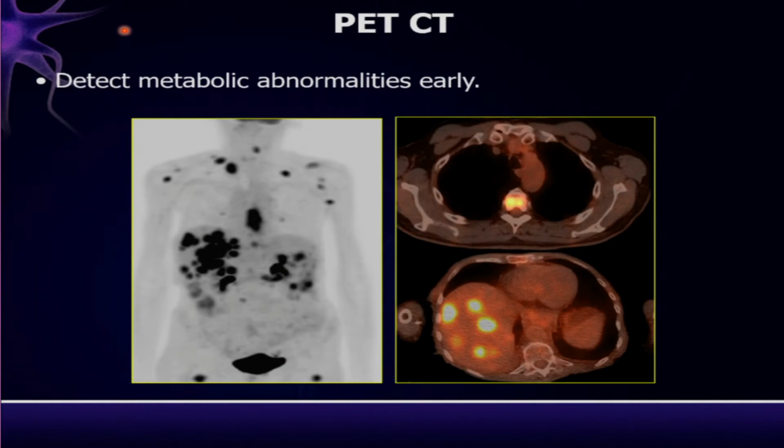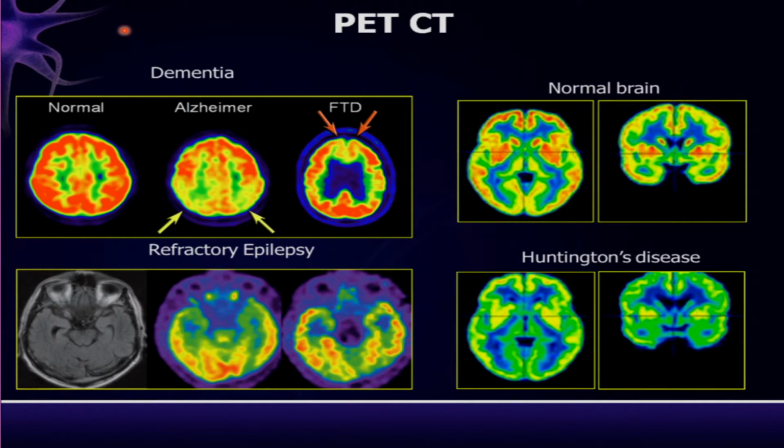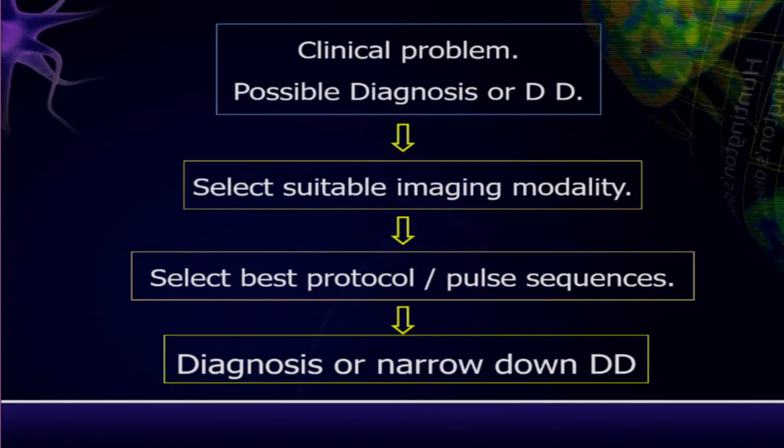PET scan, you all are familiar, both previous speakers showed. We know it's a very useful tool in oncoimaging: staging, assessment of treatment response, and recurrence. But it can be used in the rest of the body as well, in differentiating different types of dementias or epilepsy which are not seen on structural imaging, or in degenerative brain diseases.